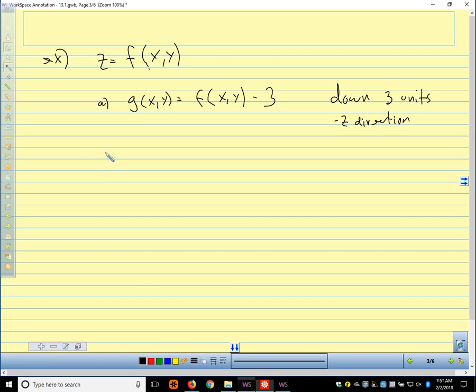How about g of xy equals negative f of xy? It's reflected in the xy plane.